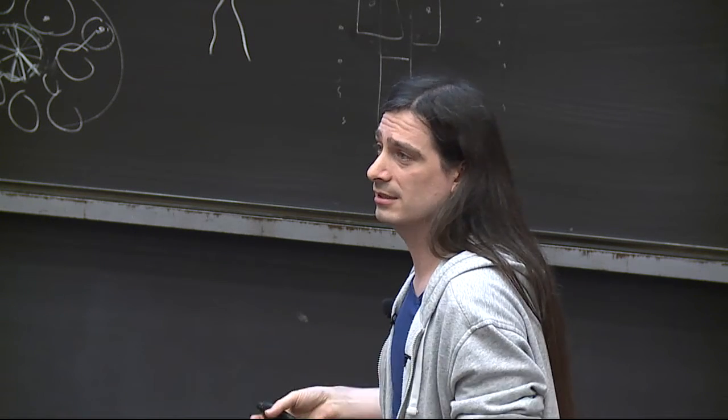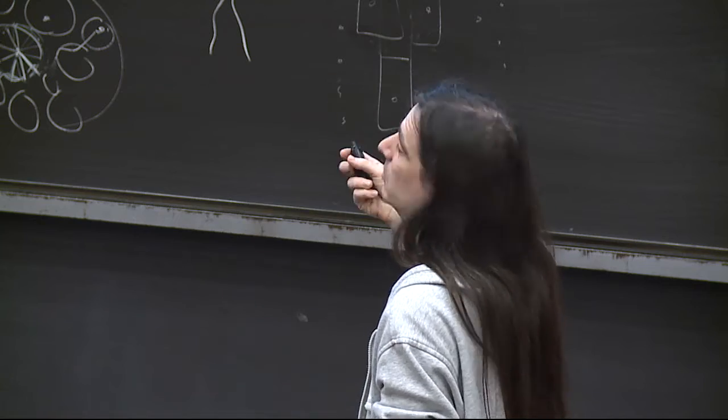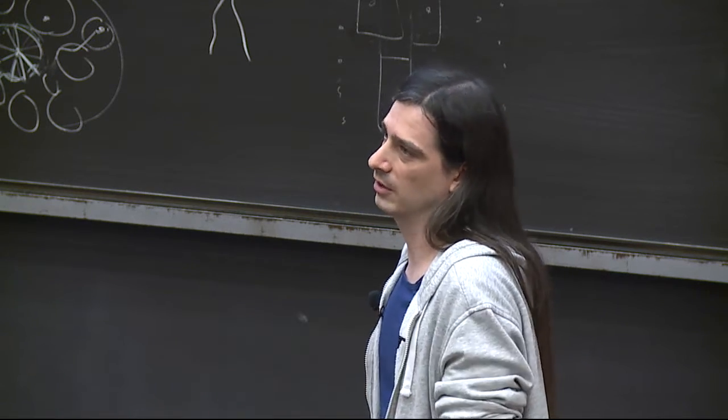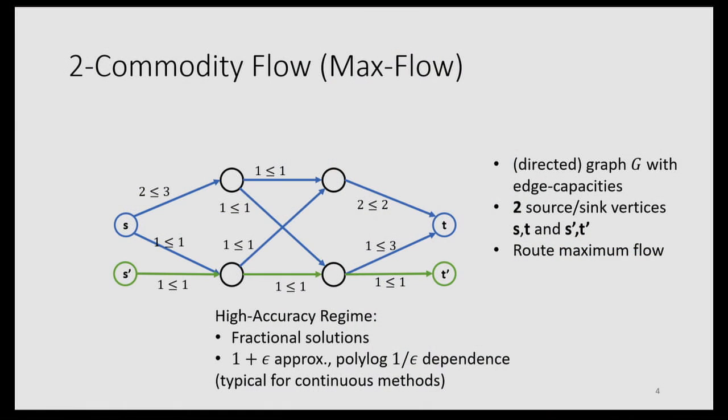But that is kind of the worst case. We're fine with approximate solutions, so let's say epsilon is some polynomial. That's the regime that I'm going to look at here. All right, so that's multi-commodity flow and the high accuracy regime.